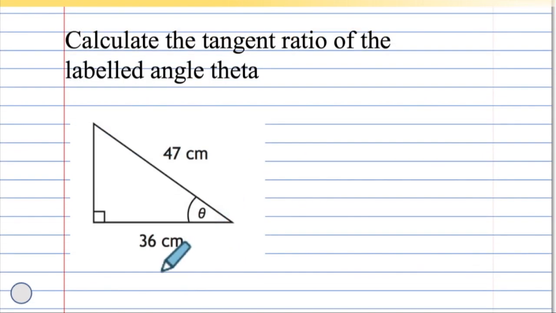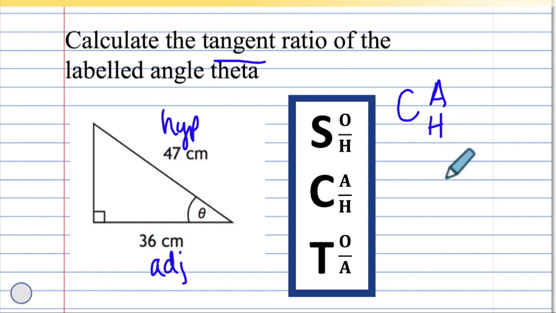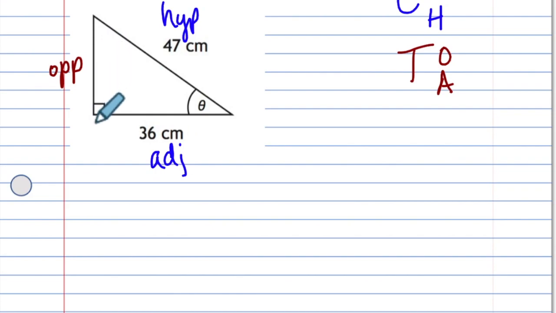Calculate the tangent ratio of the labeled angle theta. There's theta. We have an adjacent side and the hypotenuse. Now, it says use the tangent ratio, but this is not the tangent ratio. This is the cosine ratio. It is the quickest way to find the angle theta, but that's not what the question asks for. We need to find the opposite side in order to write the tangent ratio, because tangent is opposite over adjacent. We need to find the length of the opposite side.